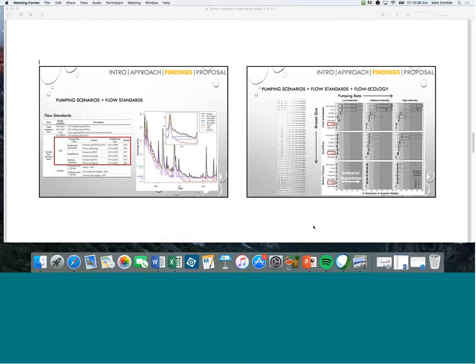So we've got low intensity increasing to high intensity, and then we've got stream size increasing from top to bottom. So small headwaters increasing to medium tributaries. And the shaded regions basically represent these hypothetical biological condition categories. Essentially, as you go from light gray to dark gray, you have more and more ecological degradation. And so these shaded regions were determined using our species versus flow ecology relationship that we showed previously.